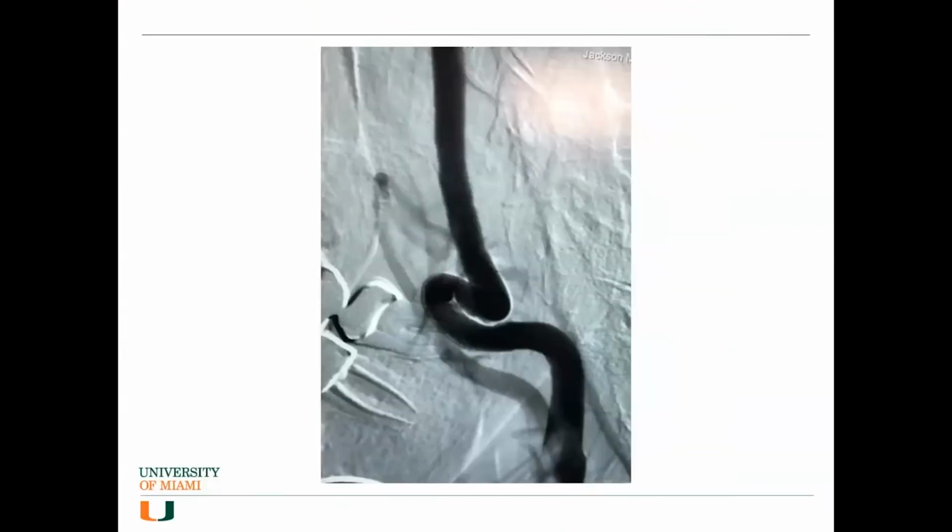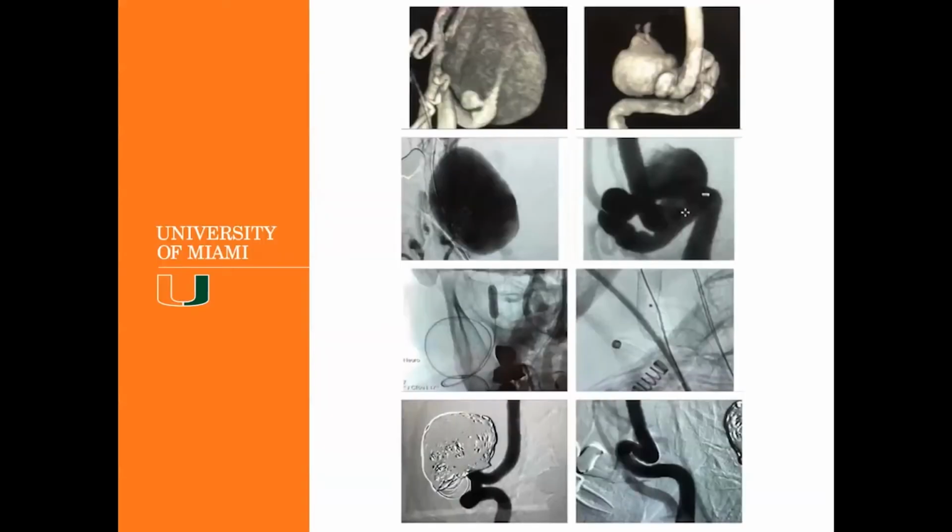And then this is on further 1-year follow-up. So this is the one that we treated with multiple overlapping stents. And then the one on the left has now had 2 years of follow-up without any recurrence. And that's the flow diverting stent with the coils.